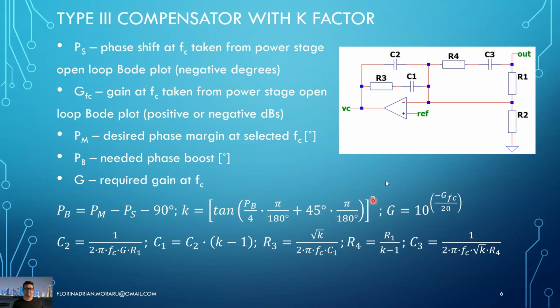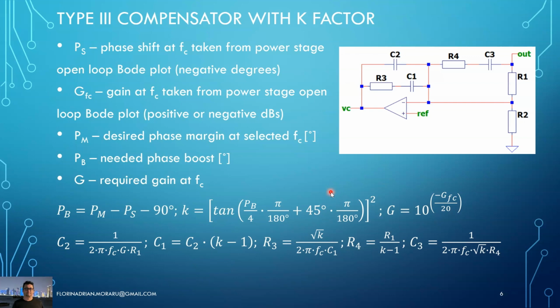So here actually the position of the pole at the origin is important, because this position of the pole at the origin will make the gain curve hit 0 dB at the selected crossover frequency.